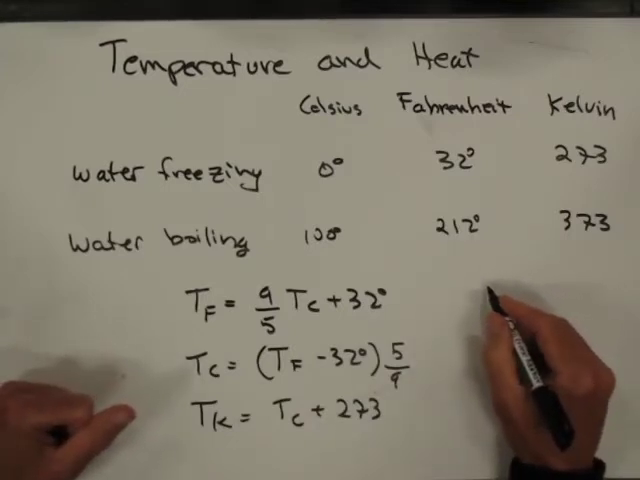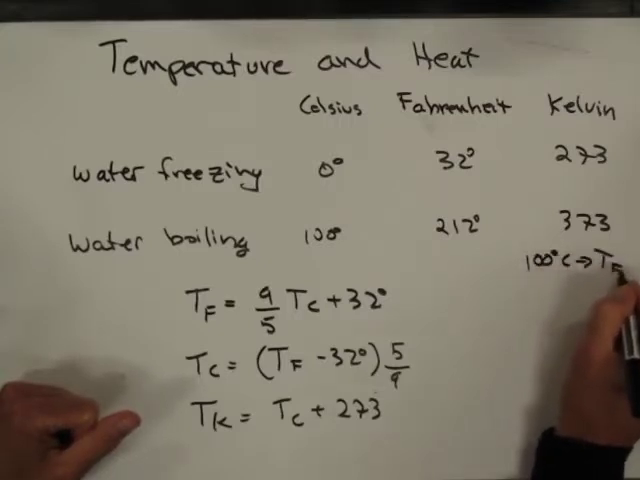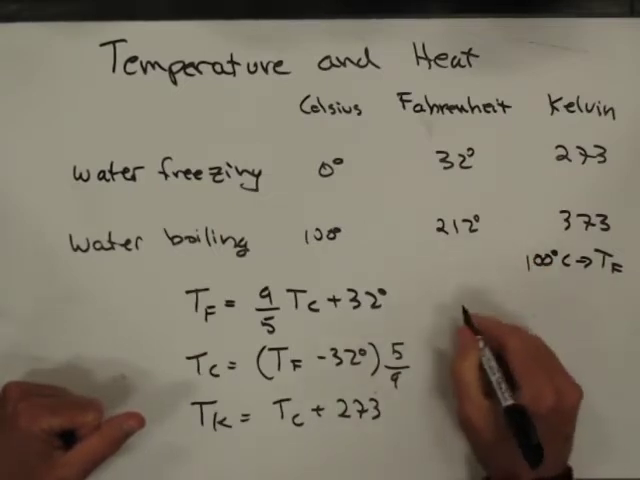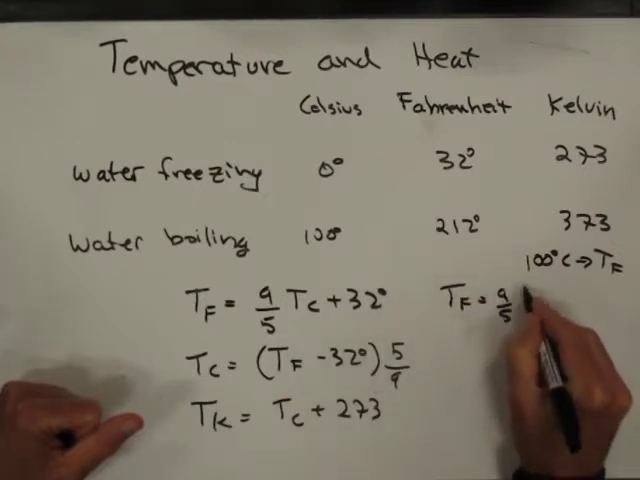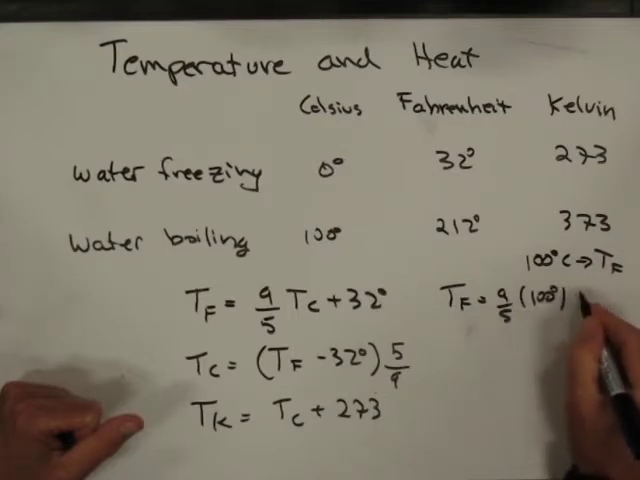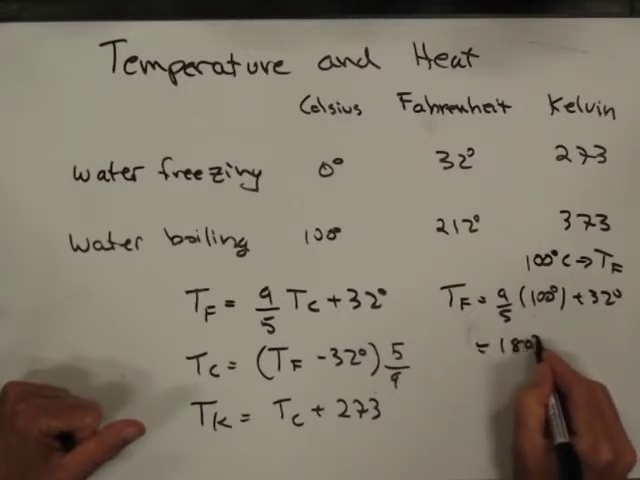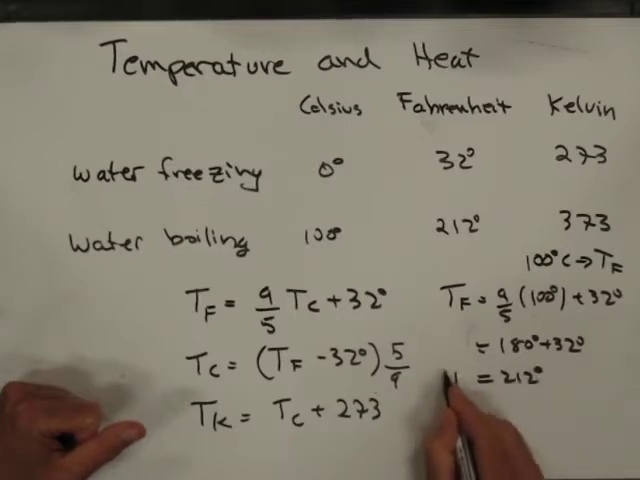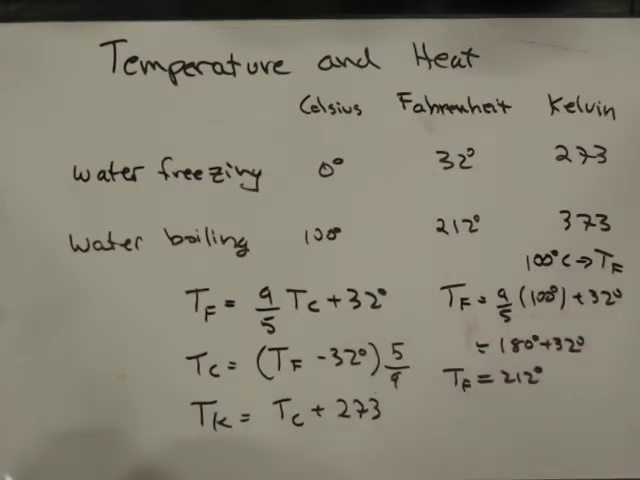And so I can just do an example. For 100 degrees Celsius, the temperature in Fahrenheit is equal to 9/5 times 100 degrees plus 32 degrees, which is equal to 180 degrees plus 32 degrees, which is equal to 212 degrees. So that's the Fahrenheit temperature that corresponds to 100 degrees Celsius. So you can do as many of those as you want for practice.